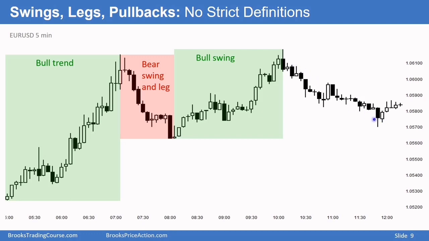Clearly not a bear trend. We're not even making lower lows. We went down for a lot of bars, enough for a swing profit. I'd call it a bear swing. Or you can call all of these legs, bull leg, and then a couple bear legs in a trading range and a bull leg in a trading range.